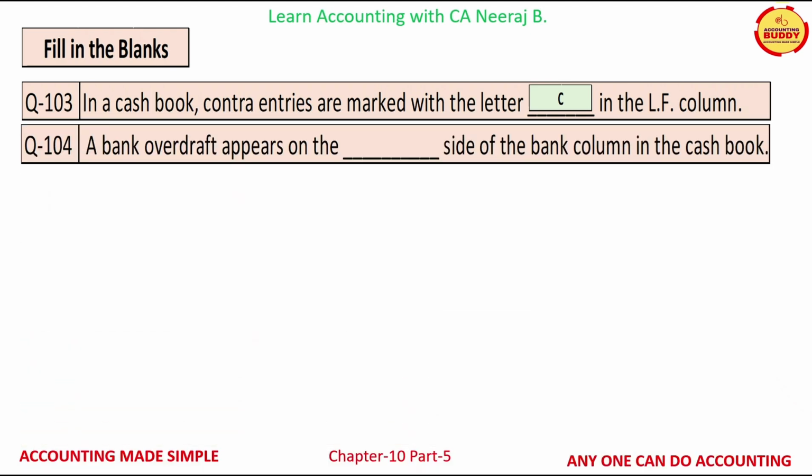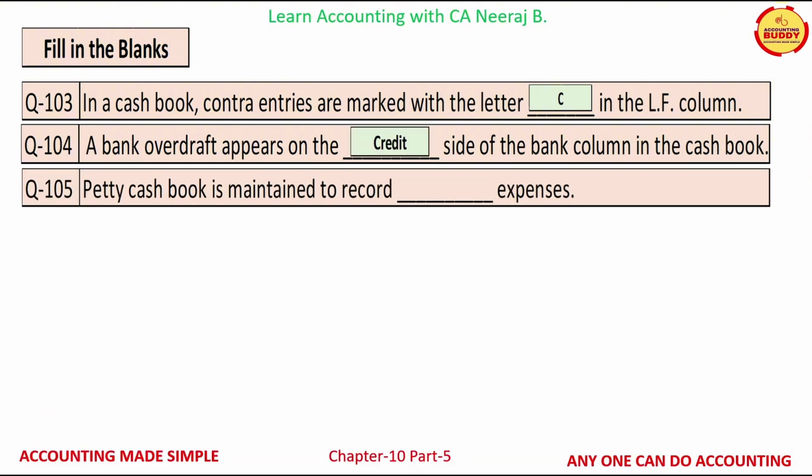Question 104. A bank overdraft appears on dash side of the bank column in the cash book. And the correct word is credit side. Question 105. Petty cash book is maintained to record dash expenses. And the correct word is small expenses.